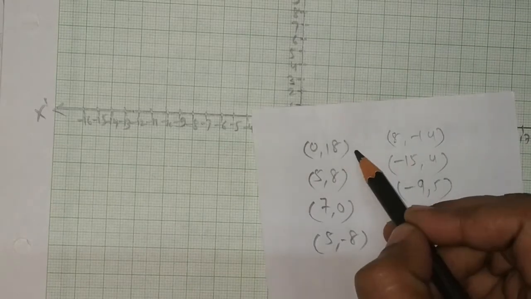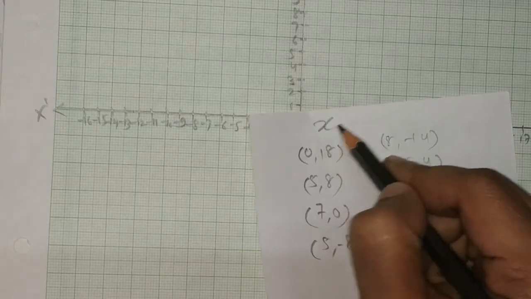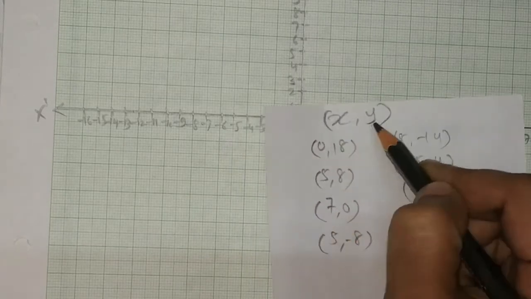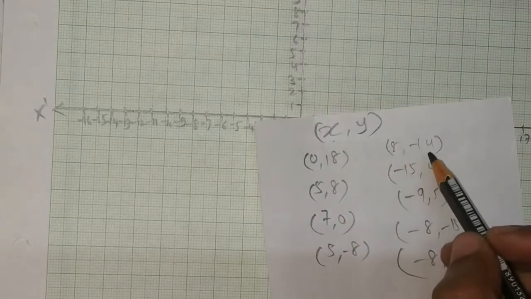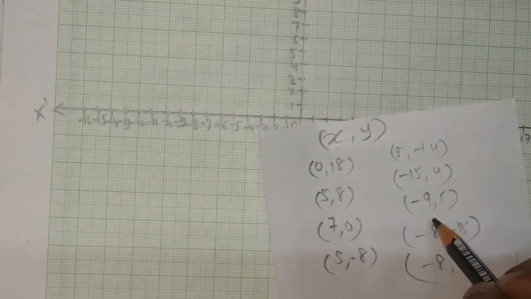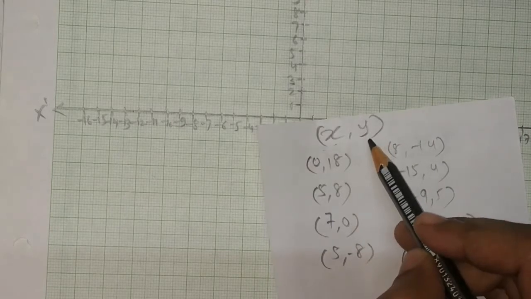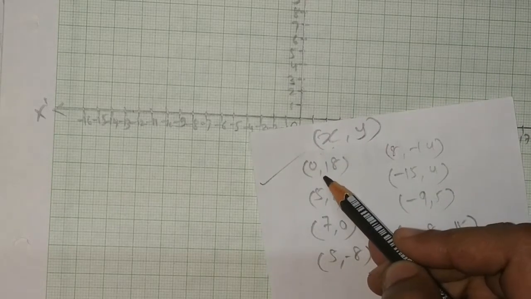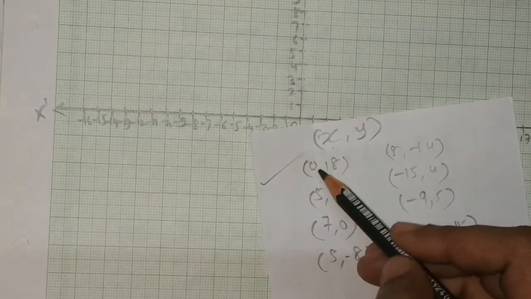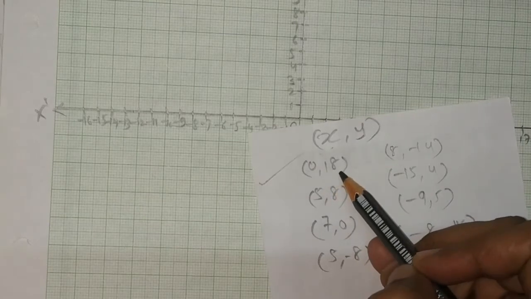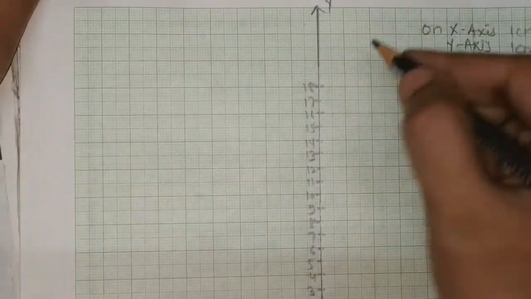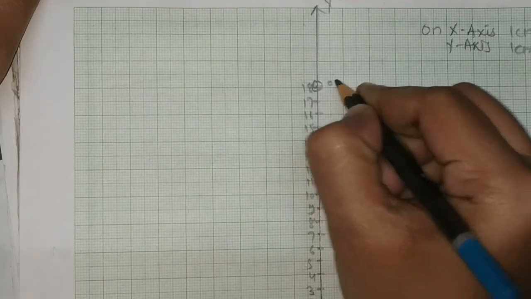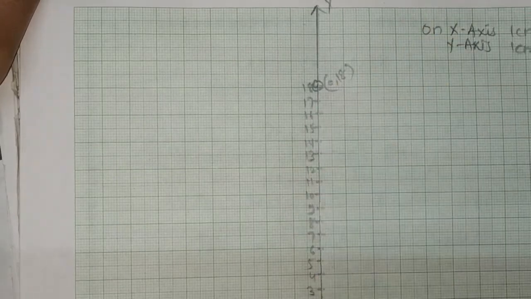0, 18. As you can see, we have coordinates in the notation form (x, y). So x indicates the point on the x-axis and y indicates the coordinate, that is the ordinate. X is the abscissa here and y is the ordinate. So our first point is 0, 18. 0, 18 is going to be on the y-axis because its x coordinate is 0. So 0, 18 will be on this vertical y-axis and it will be here. So this point is 0, 18. We'll write down and highlight this point.